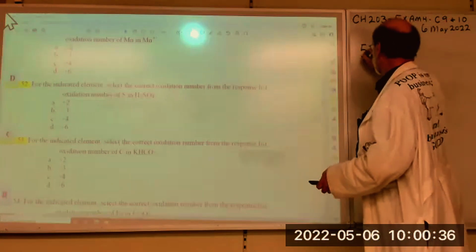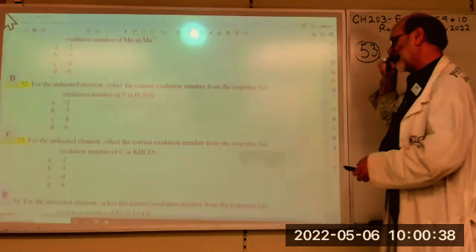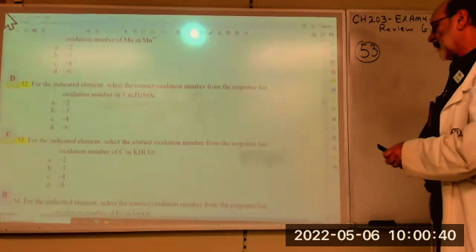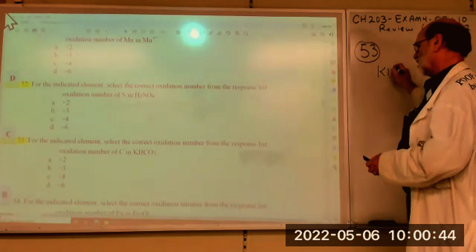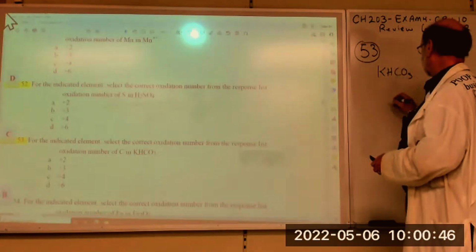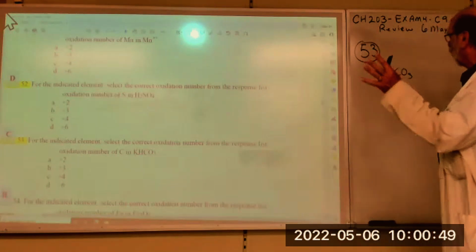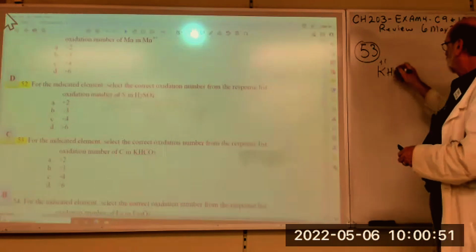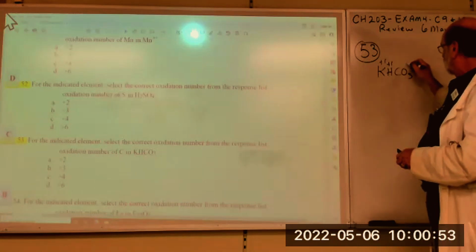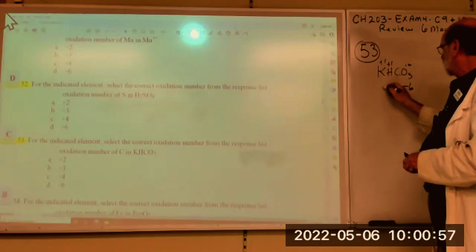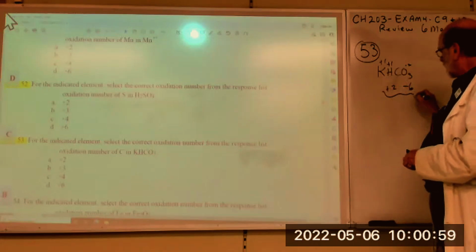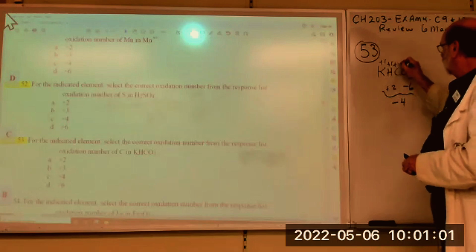53. What's the oxidation number of carbon in KHCO3? We'll do this one whole. So that's a +1, that's a +1, that's a -2, makes a -6. When we combine those two pluses, we get a -4, so this has to be a +4.